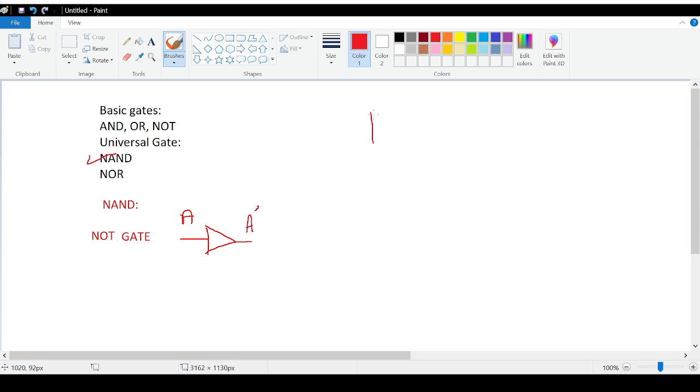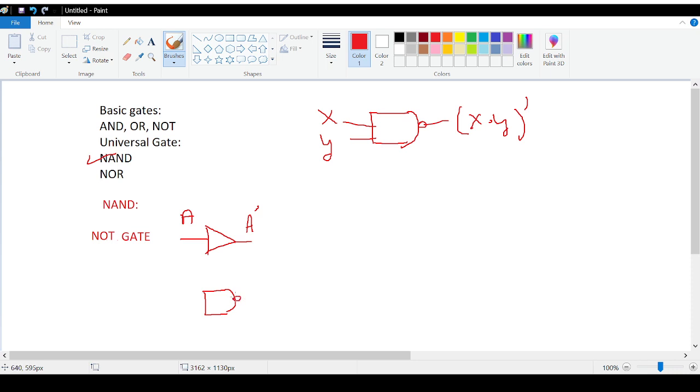And how do NAND gates work? If I have a NAND gate, and if I give X and Y, then the output will be X and Y, whole bar. Is this clear, guys? Yes, Miss.